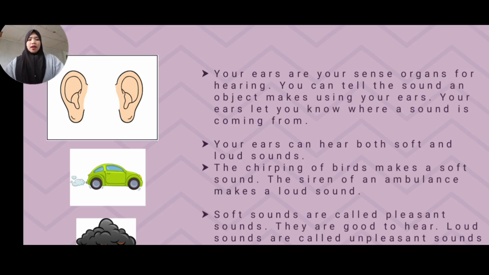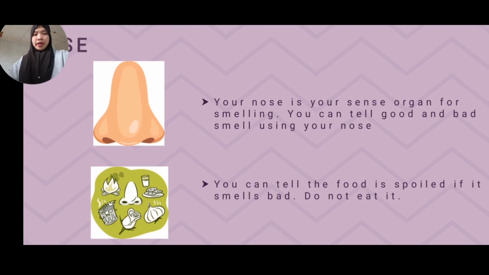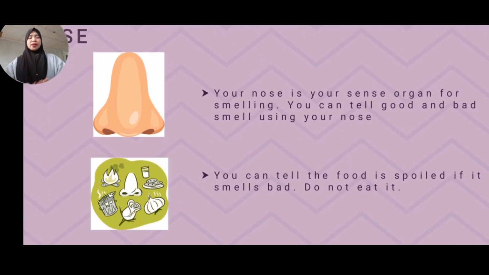Okay, so another thing is we have the nose. Okay, so our nose is very important also. It is a sense organ for smelling. So this is how we can smell things that surround us, like for example the food, the trash, of course, and anything that you can smell.